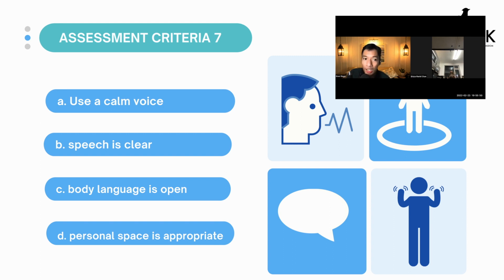So of course, use a calm voice. The speech is clear, body language is open, and personal space is appropriate. Do I need to explain it? Of course, you know it. But the only thing that I need to highlight with this criteria is some of the candidates are murmuring on the examination to the point that the assessor cannot understand what you're saying. So one of the red flags for the test of competence, you might fail the examination if the assessor could not hear whatever you're saying.